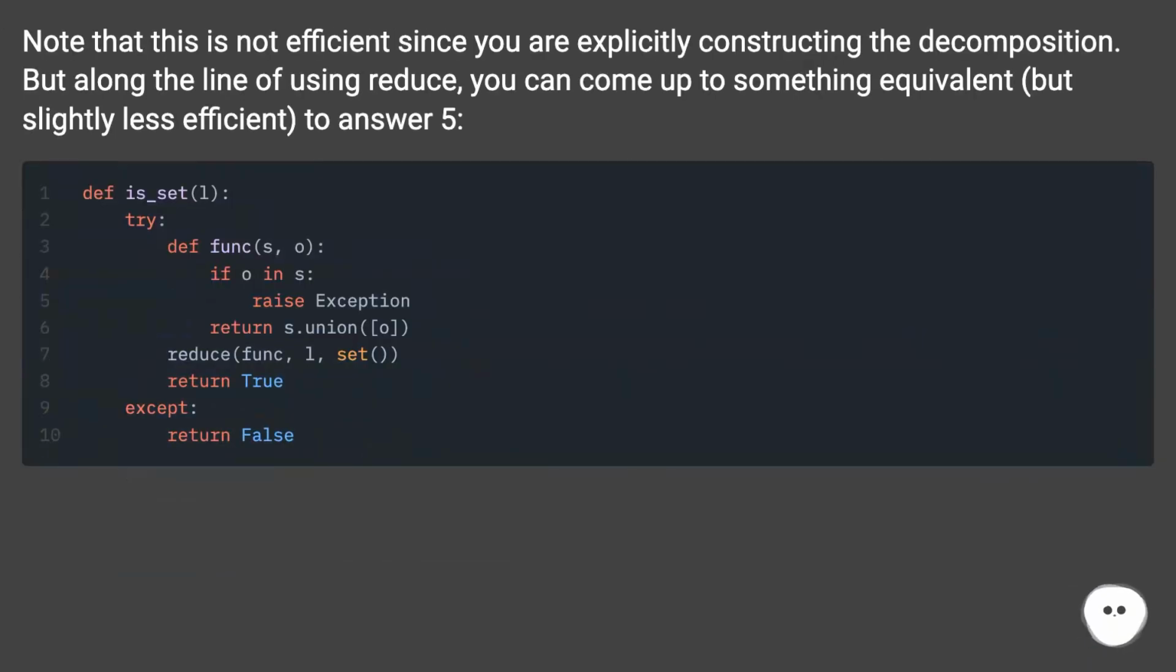Note that this is not efficient since you are explicitly constructing the decomposition. But along the line of using reduce, you can come up to something equivalent, but slightly less efficient, to answer 5.